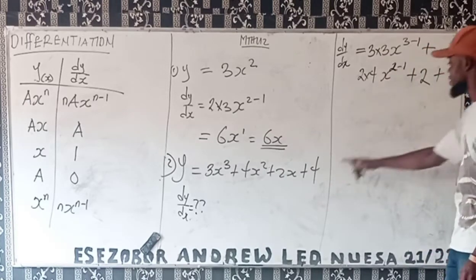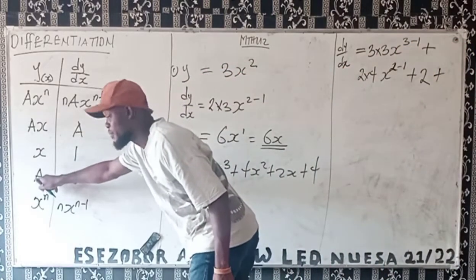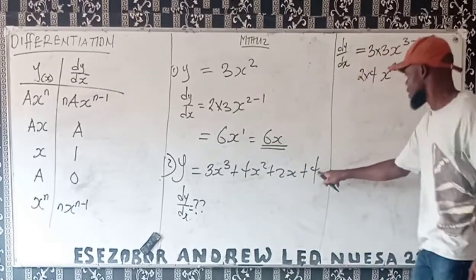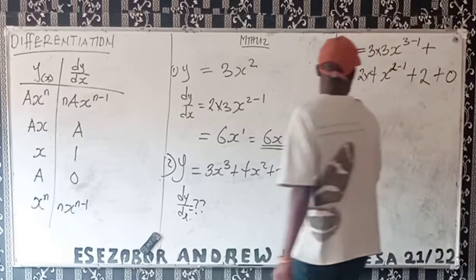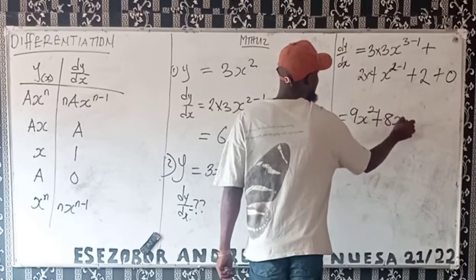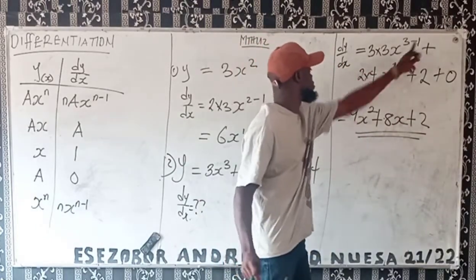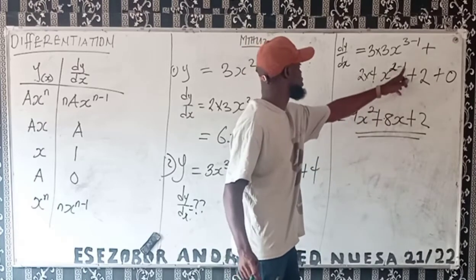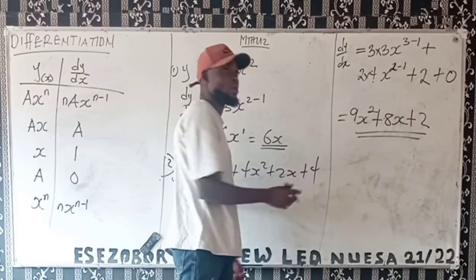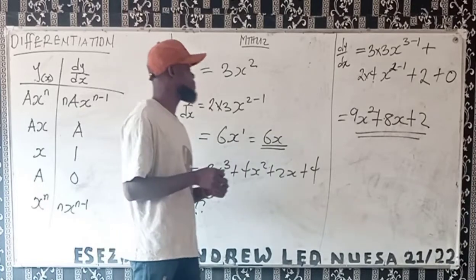Then, plus, if I differentiate 4, this one doesn't have x. Remember, if I differentiate anything that doesn't have x, the answer will be 0. I'm differentiating with respect to x, so x is the variable here. This one doesn't have x, so that will be 0. So this one becomes 9x squared plus 8x plus 2. Answer. Because 3 times 3 is 9, 3 minus 1 is 2, 2 times 4 is 8, 2 minus 1 is 1, then 2 here, and 0. That becomes the answer.